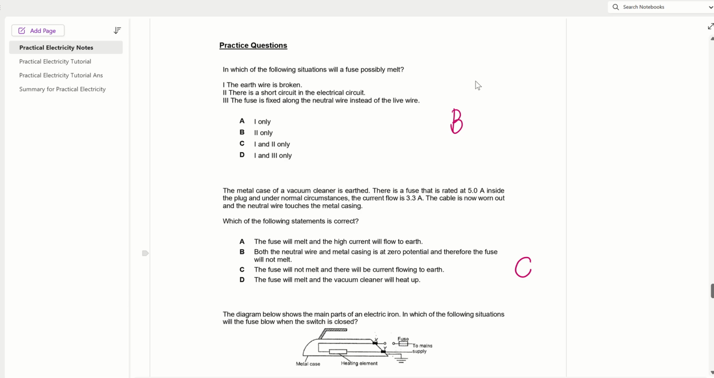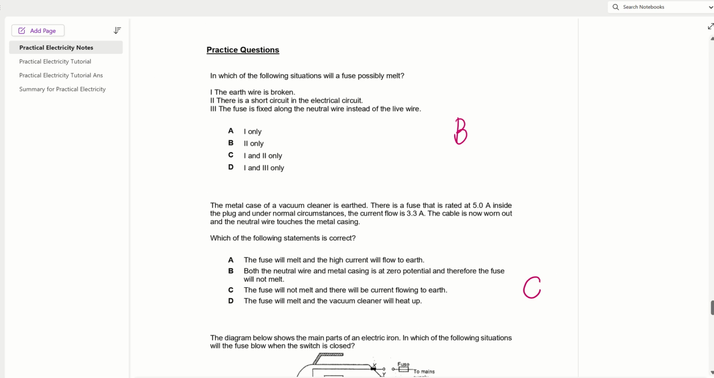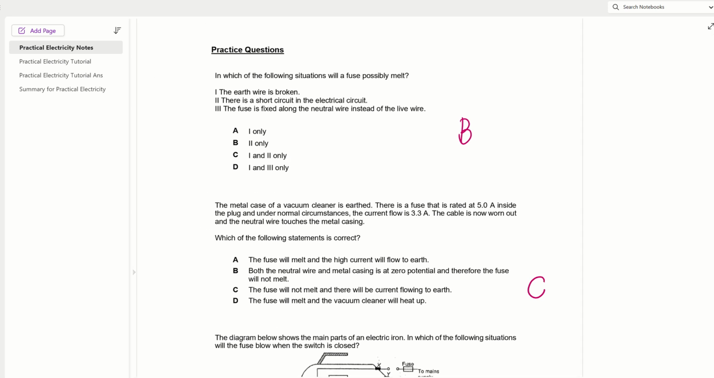Okay, for this video, we'll be going through the answers in your practical electricity notes. The practice questions. The first one: in which of the following situations will a fuse melt? We know that a fuse melts when there's excessive current flowing through and it exceeds the fuse rating, the value of the fuse rating.